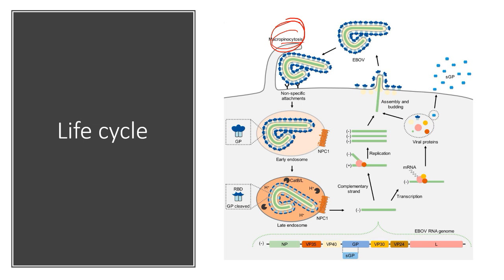In the late endosome, all the other components that are present on the surface like glycoproteins are cleaved by specific proteases, and once the glycoprotein surfaces are cleaved, this is a GP cleaved structure we can see, it is now ready to release its genetic material. So the genetic material is transported via the NPC into the cytoplasm. Now in the cytoplasm, the single stranded minus stranded RNA is present.